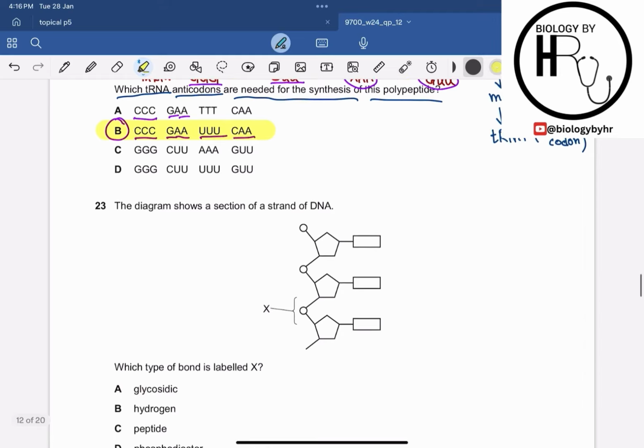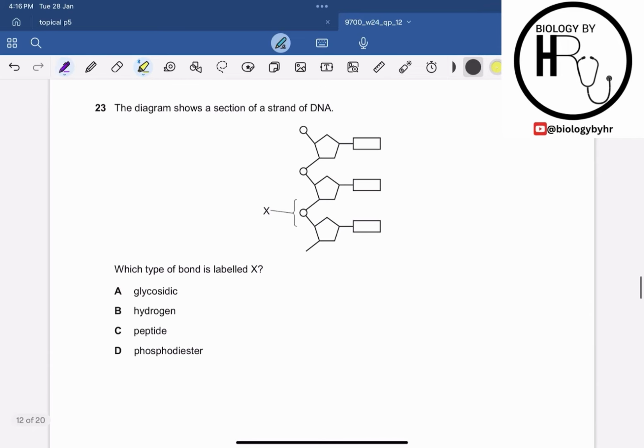Now let's move on to question number 23. Question number 23 says that the diagram shows a section of a strand of DNA. From the question they are saying that it is DNA, so we know that in DNA the pentose sugar is deoxyribose sugar. Deoxyribose sugar, right? This is a nitrogenous base.